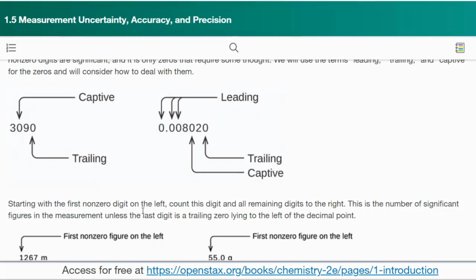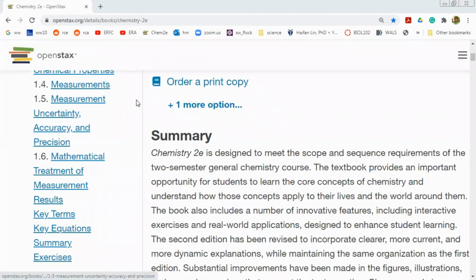Starting with the first non-zero digit on the left, so that would be 3 in this case. Count this digit and all remaining digits to the right, 1, 2, 3, 4. Unless the last digit is a trailing zero lying to the left of the decimal point. So this would be counted as 3 significant figures unless, and I should point this out, unless you're given some other information to tell you that it is. There are special cases of this.